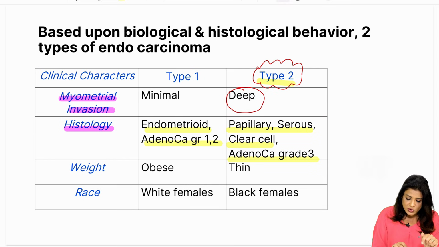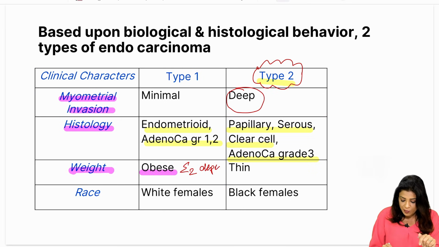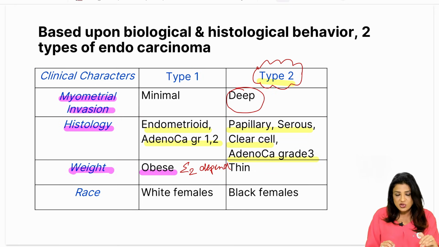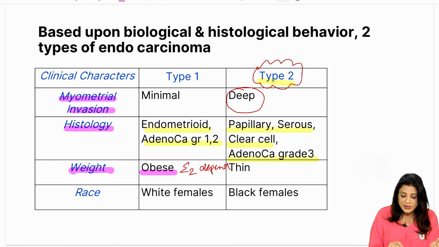Okay. Then coming to the weight. The weight in here will be an obese patient. Why? Because it is estrogen dependent. Any patient who is obese will have more estrogen in her, that is PCOS patients or any hyperestrogenic condition, follicular cyst, endometriosis, fibroid, these patients will tend to be obese. These will be the thinner ones, the other ones, the type 2 will be the thinner ones.